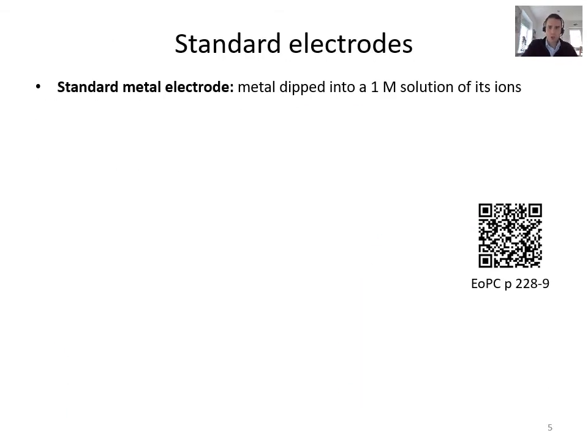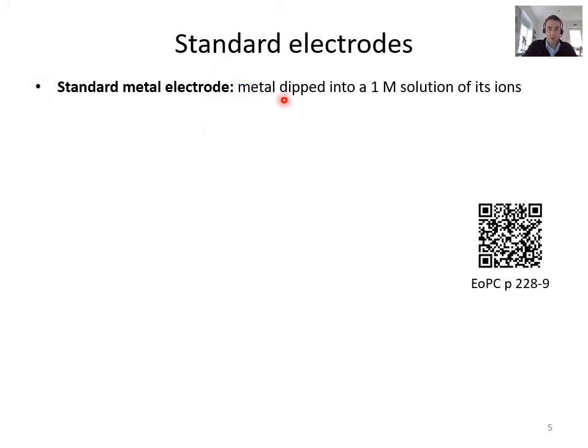Okay, so we're going to talk a little bit about different types of standard electrodes, just because it's worth knowing how to measure these things. So the first one is a standard metal electrode. This is just going to literally be, for example, the solid copper electrode that we were talking about in the last slide.